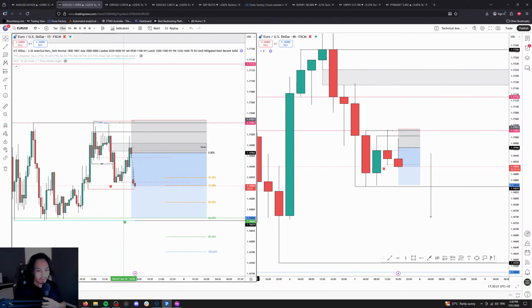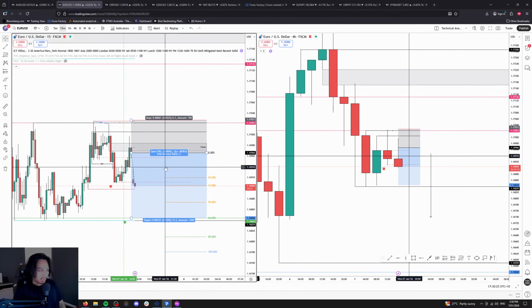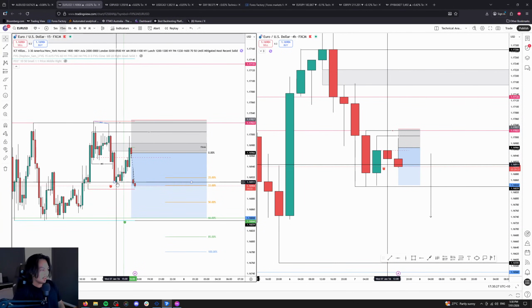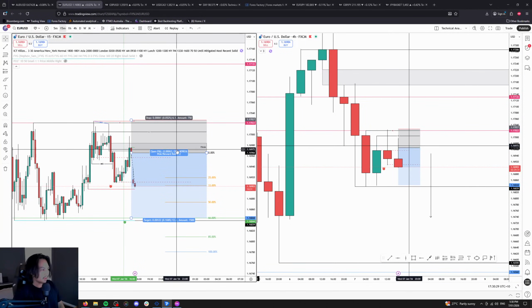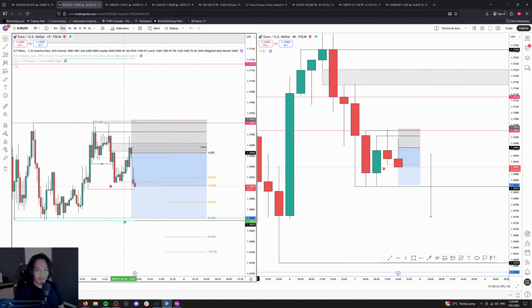Alright, one of my alerts went off. So we had a 15-minute bearish close below this level here, which creates a 15-minute order block. So I'm going to trail my stop loss to half, because there shouldn't be any reason for price to move back to the upside. That would be a bit silly in terms of price action.